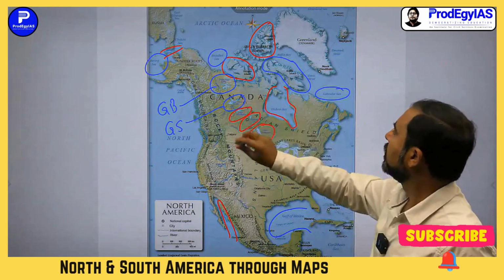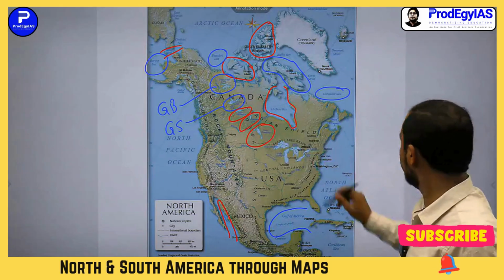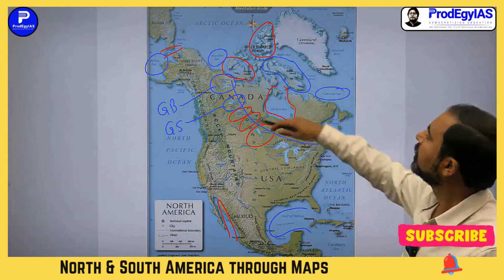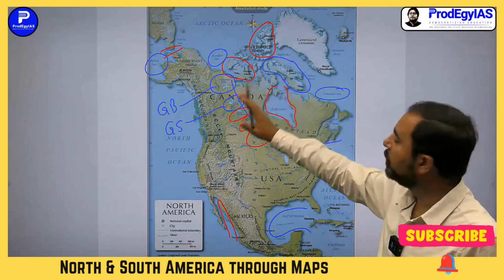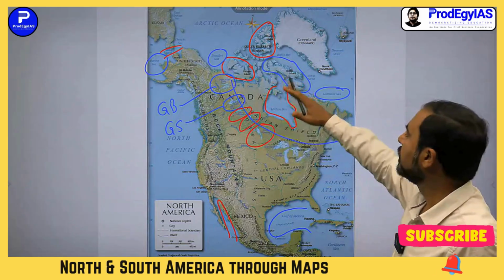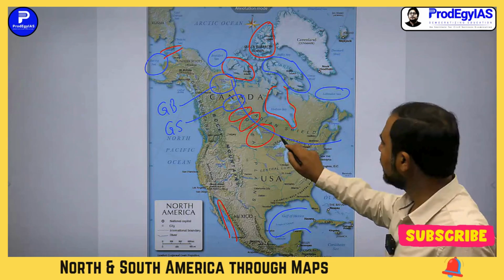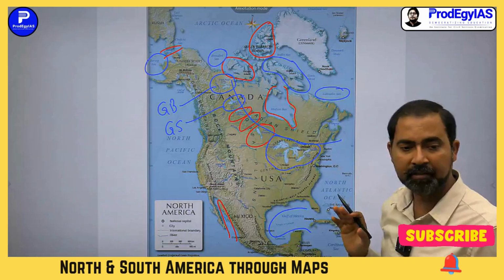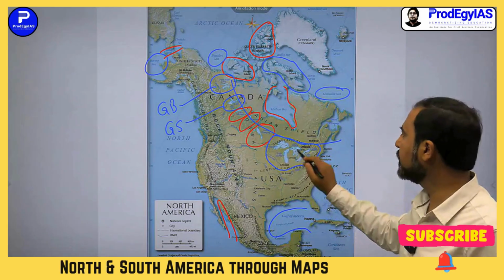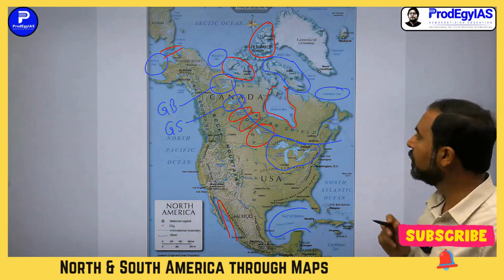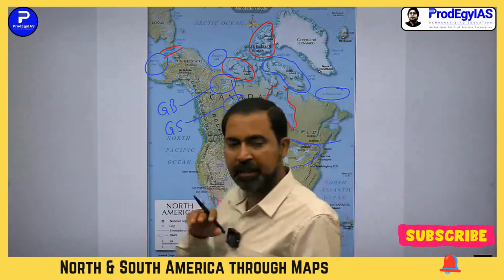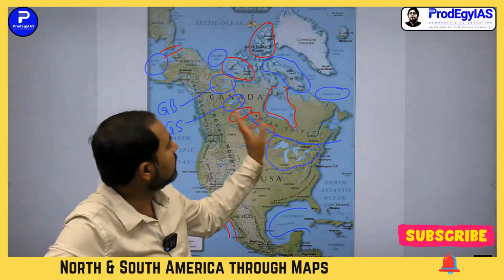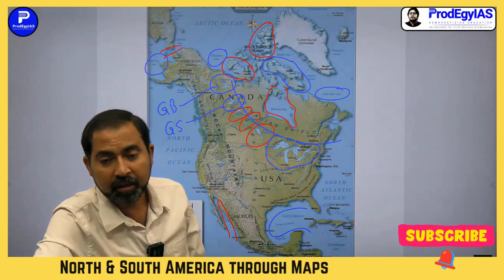And this whole area, from here to here, is north of those lakes. Along with them, this is the Great Lakes region, which is common to both Canada and USA. Great Five Lakes: Lake Superior, Lake Michigan, Lake Huron, Lake Erie, and Lake Ontario. North of these lakes, this land is called Canadian Shield.